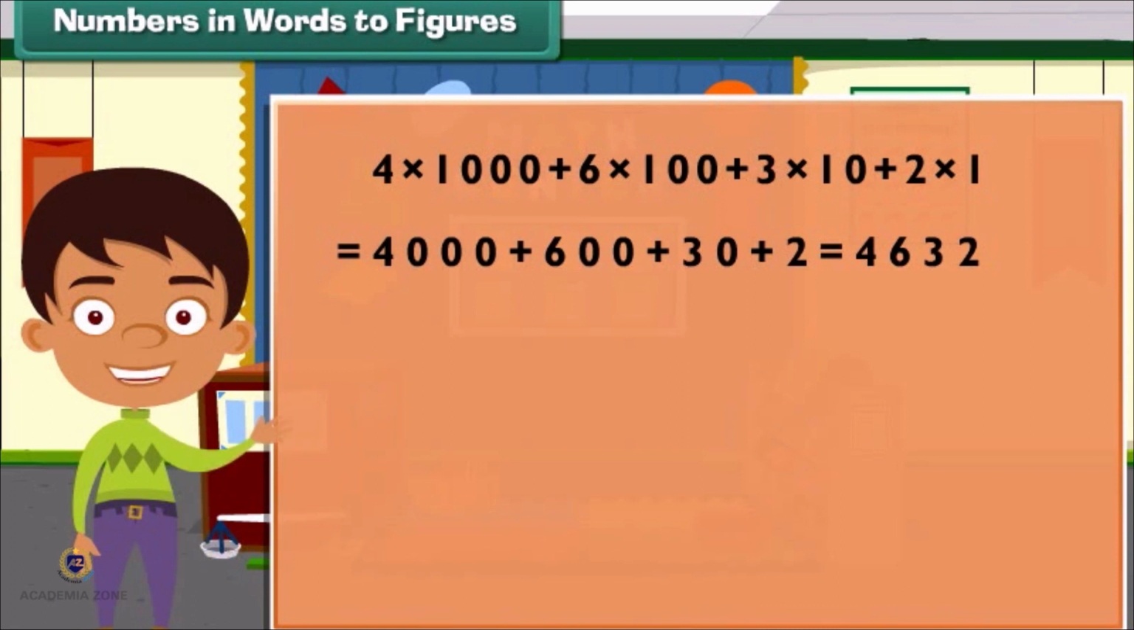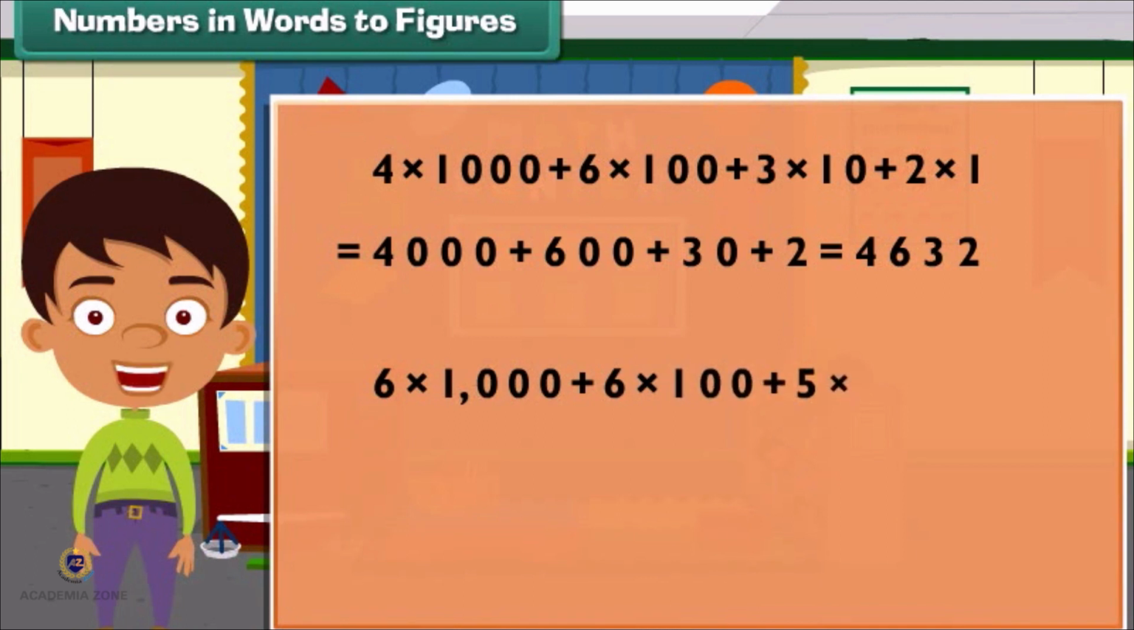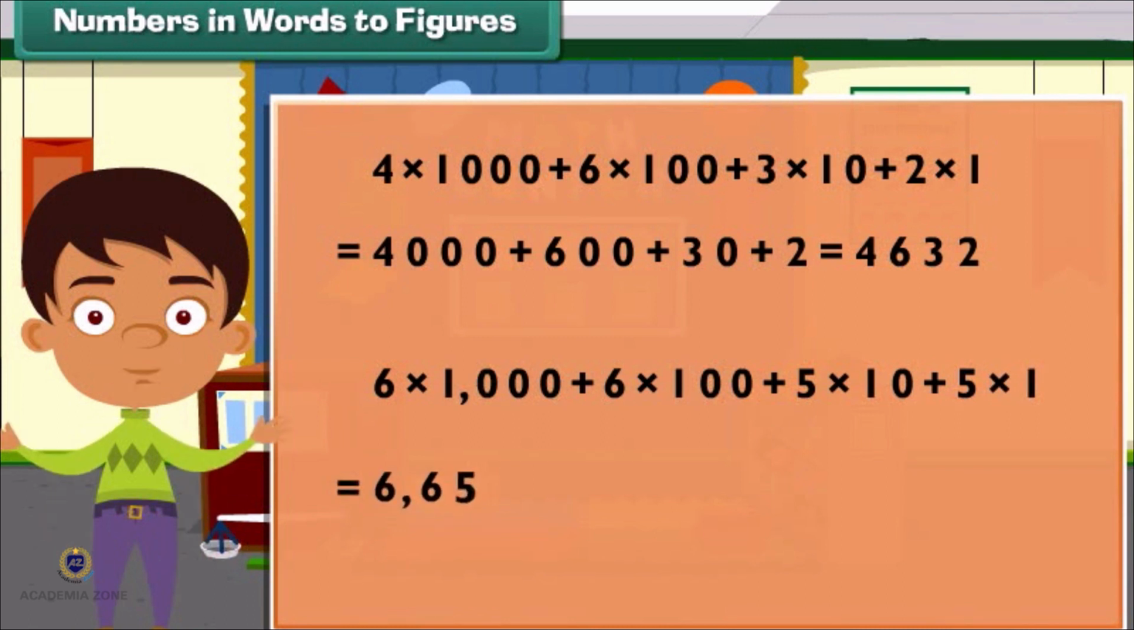Let us translate 60,655 into figures. The number in expanded form is 6 into 1000 plus 6 into 100 plus 5 into 10 plus 5 into 1 is equal to 6,655.